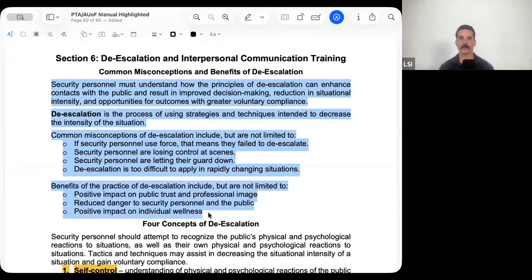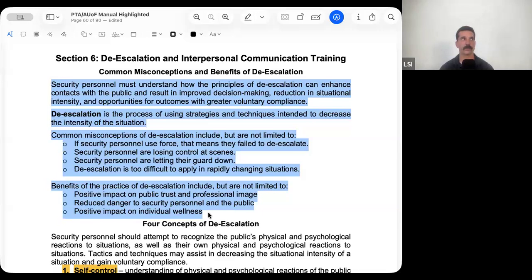De-escalation is the process of using strategies and techniques intended to decrease the intensity of the situation. Common misconceptions of de-escalation include, but are not limited to: if security personnel use force, that means they failed to de-escalate; security personnel are losing control at scenes; security personnel are letting their guard down; de-escalation is too difficult to apply in rapidly changing situations.